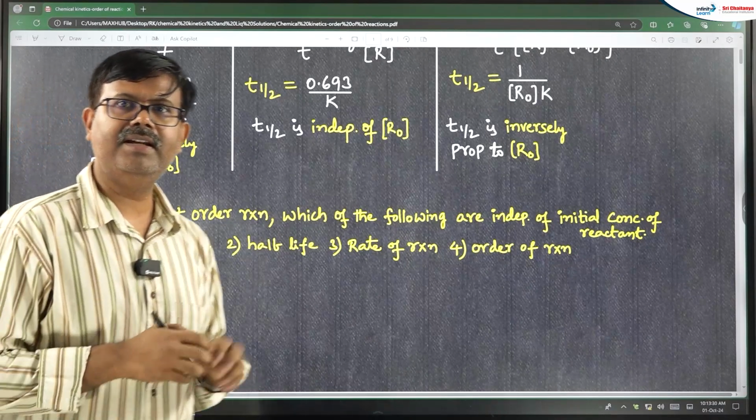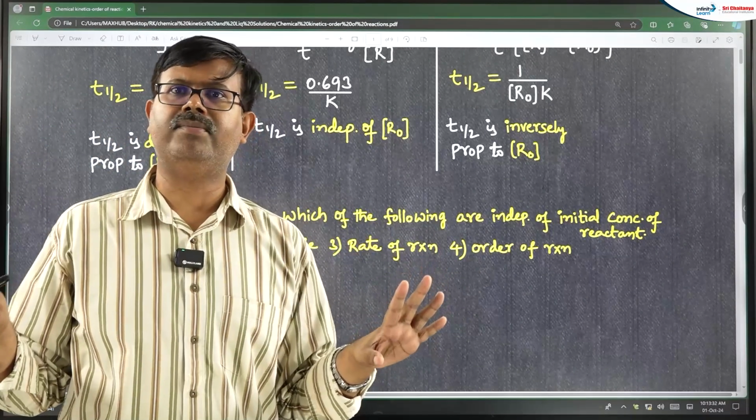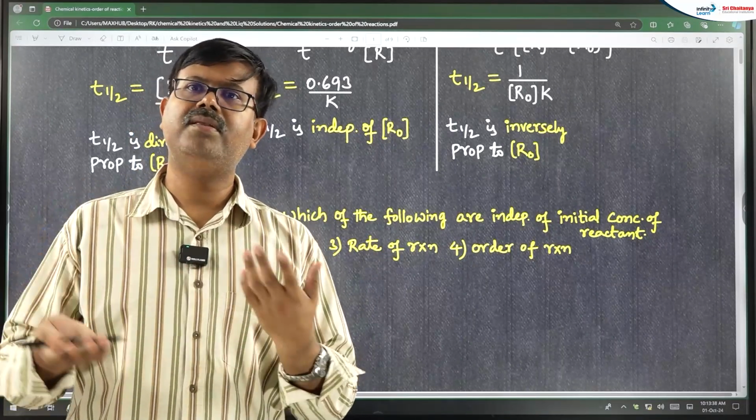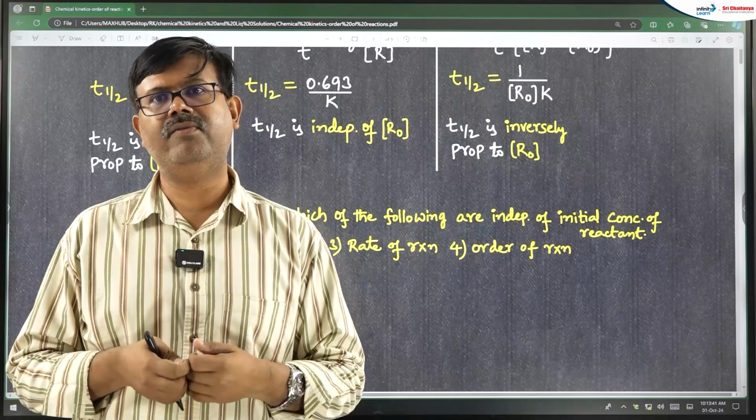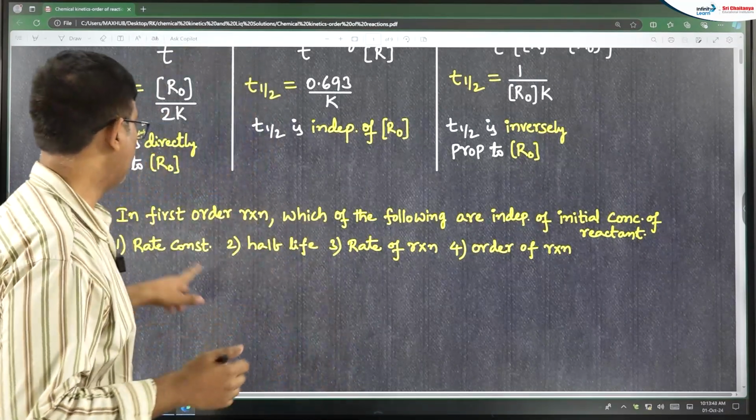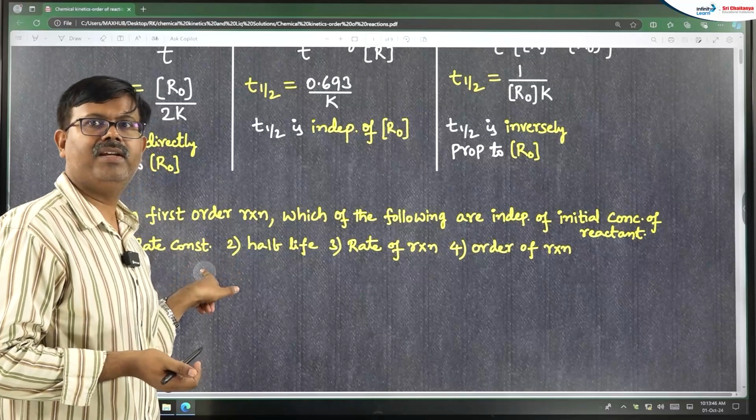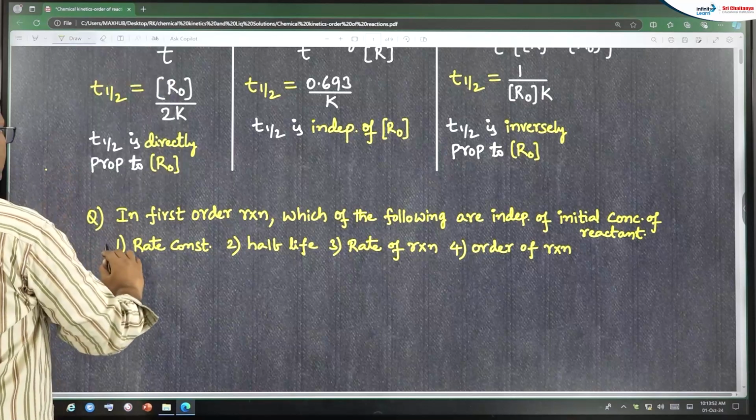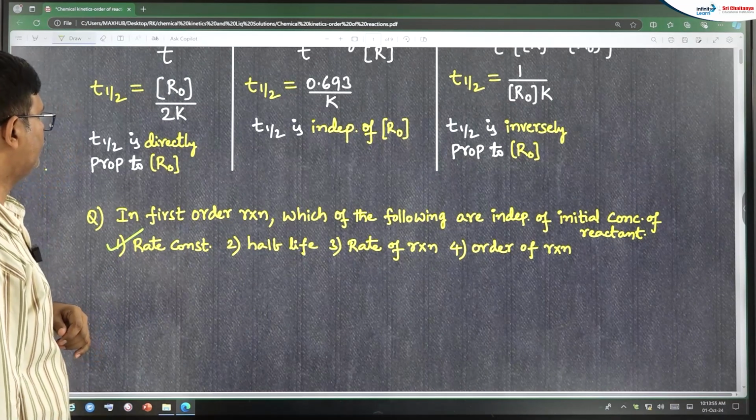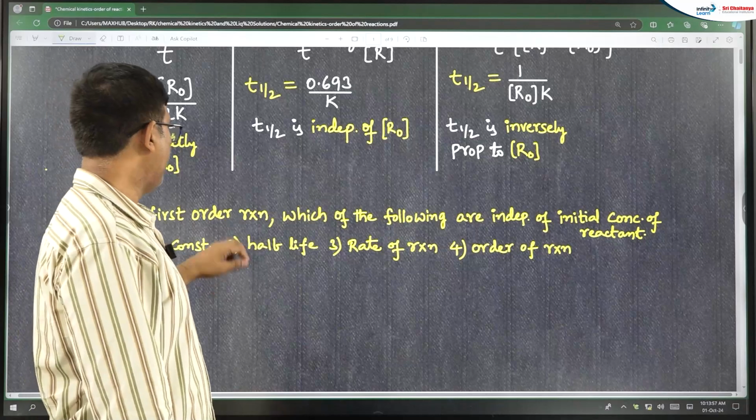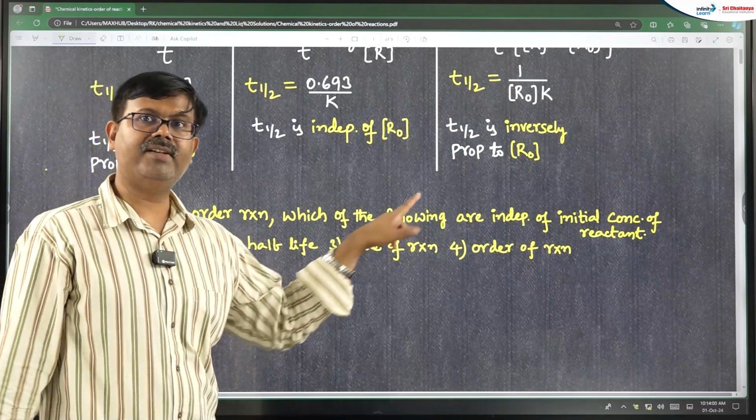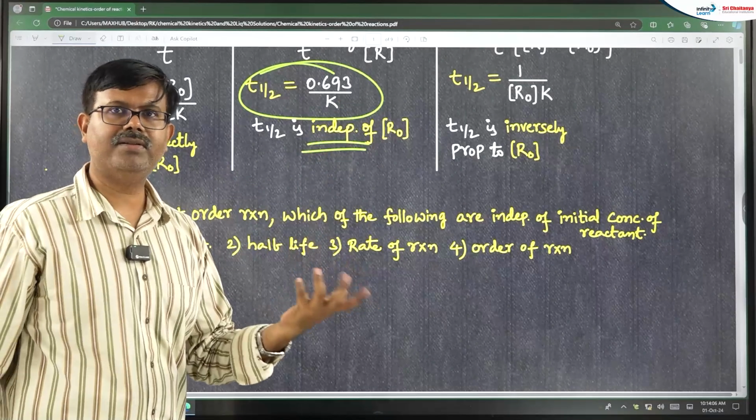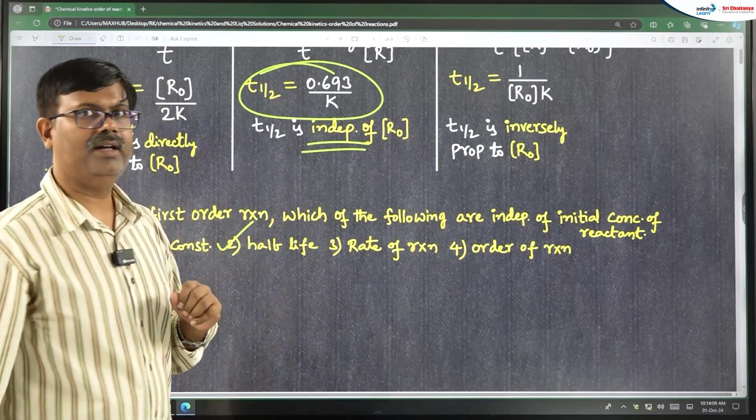See, rate constant does not depend on any concentration term. Remember, that's why we say it is constant. If it depends on concentration terms, we don't use the word constant. So, rate constant is anyway independent of initial concentrations or any concentrations. So, this is correct. Next, half-life. For the half-life of a first order reaction, we know the formula, which is independent of initial concentration. So, this is also right.